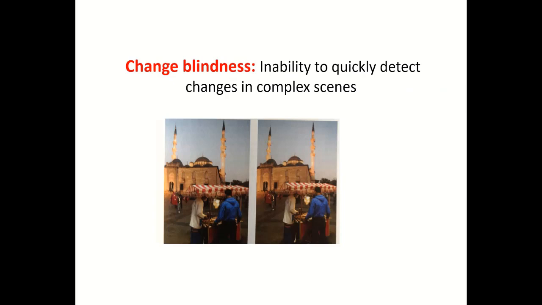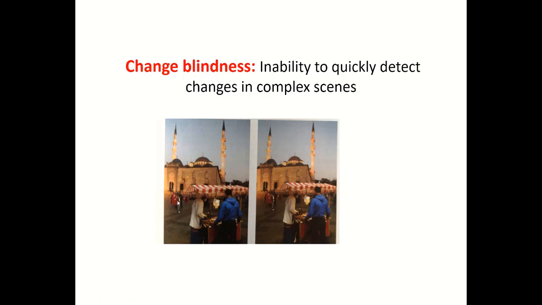Change blindness. This term is used to indicate the inability to quickly detect changes in a complex scene. And in most of the cases, our brain is not very good at detecting the change in a complex environment, and that is called change blindness.